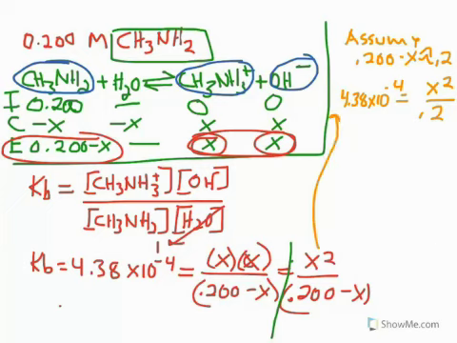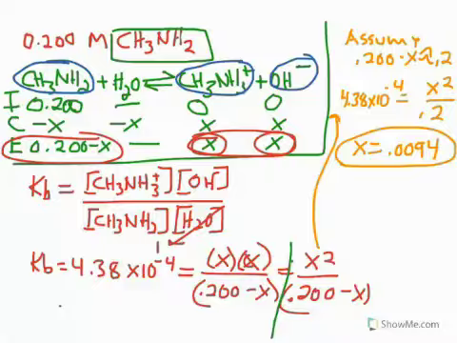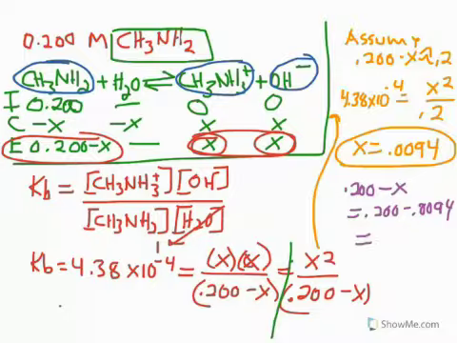So now I can solve. Let me solve that on my calculator. When I solve that on my calculator, I get x equal to 0.0094. Now, was our assumption good? If I plug back into our assumption, 0.200 minus x is equal to 0.200 minus 0.0094, I get 0.191. And so this actually turns out to be a good approximation.